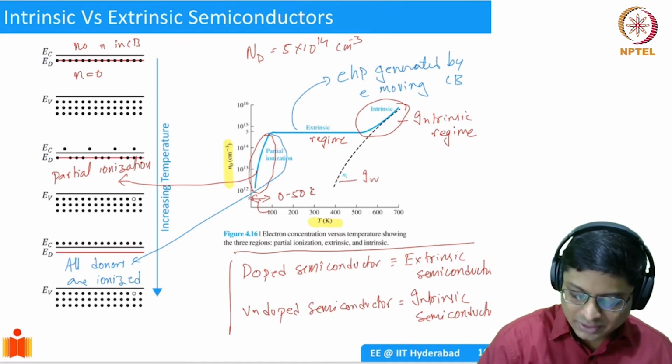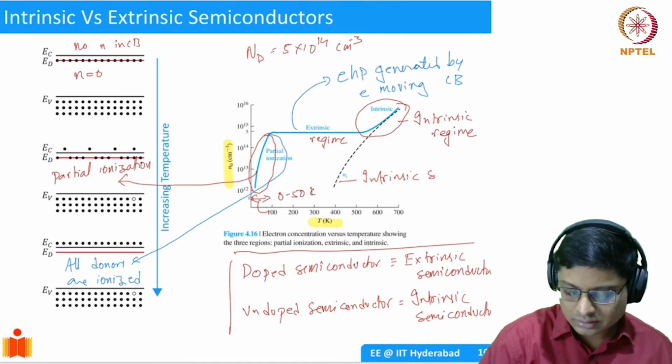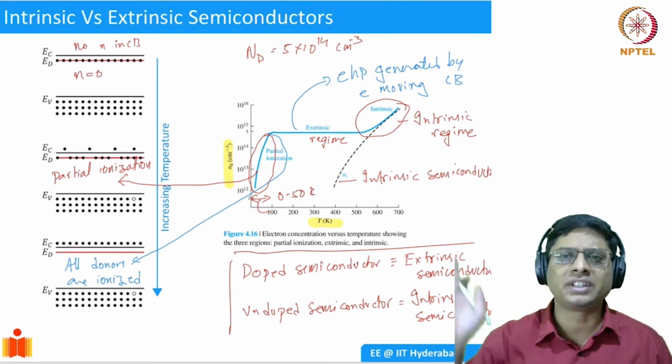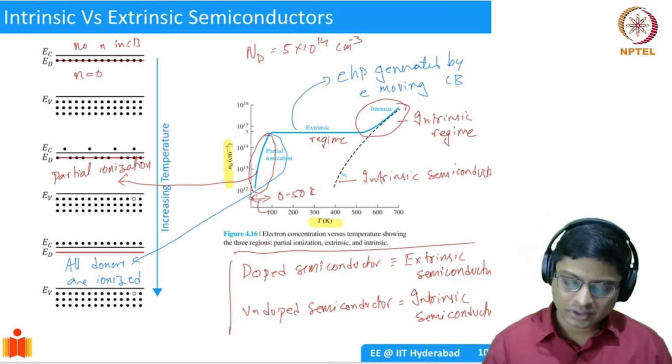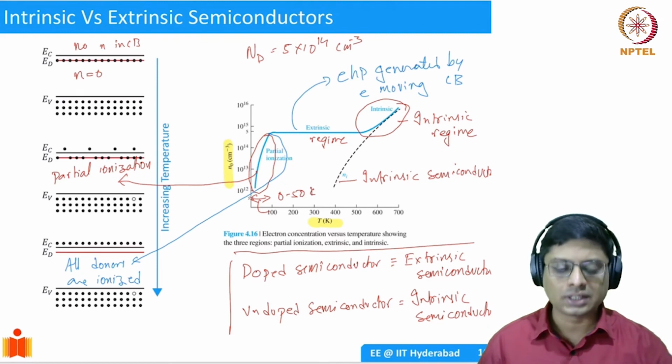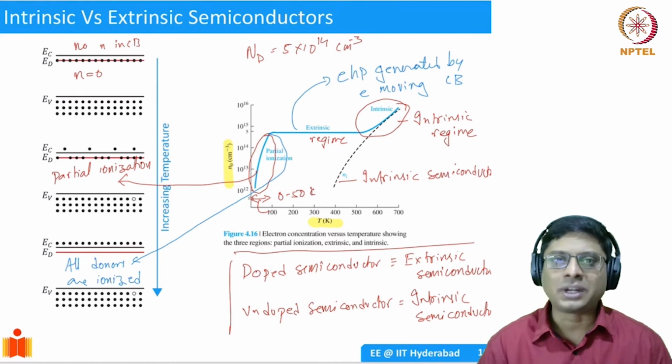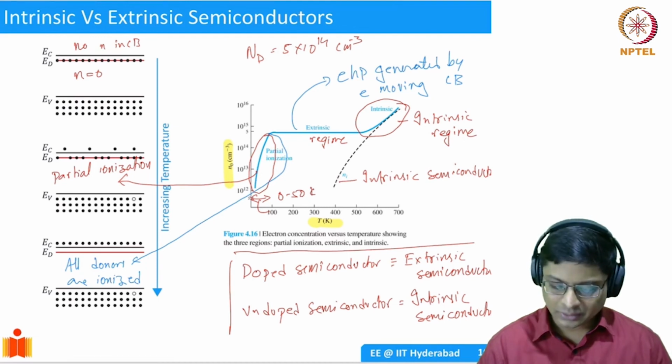This is an intrinsic semiconductor, wherein as you increase temperature, we already saw that Ni keeps increasing. N equal to P equal to Ni, that increases. Well, I would like to stop here. It's already 55 minutes. So I would like to stop here.